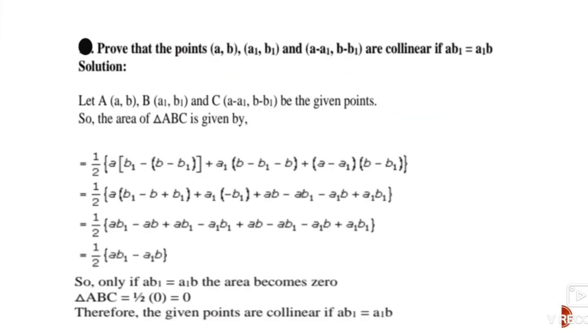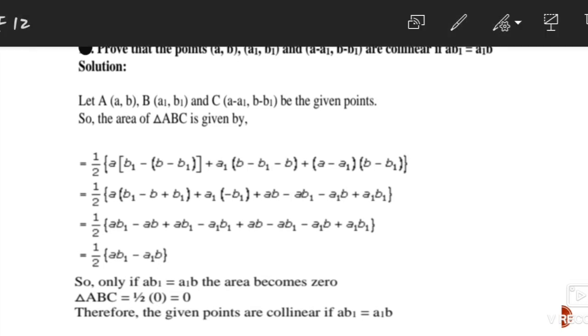Now next one, it is a similar problem. Given that the points (a, b), (a1, b1) and (a - a1, b - b1) are collinear, show that ab1 = a1b. As you can see, these 3 points are collinear. That means if you consider this one as A, this one as B and this one as C, then the area of triangle ABC formed by these 3 points will be equal to 0.